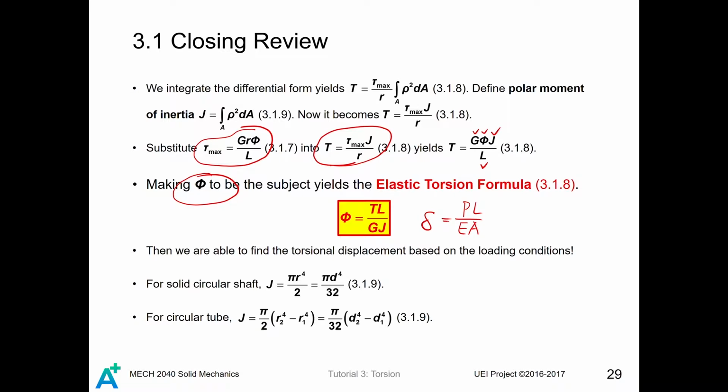For a solid circular shaft, the polar moment of inertia is pi r to the power 4 divided by 2, which equals pi d to the power 4 divided by 32. For a circular tube or hollow circular shaft, the polar moment of inertia is given by J equals 1/2 of pi times R2, the outer radius, to the power 4, minus R1, the inner radius, to the power 4. It also equals pi divided by 32 times the outer diameter d2 to the power 4, minus the inner diameter to the power 4.